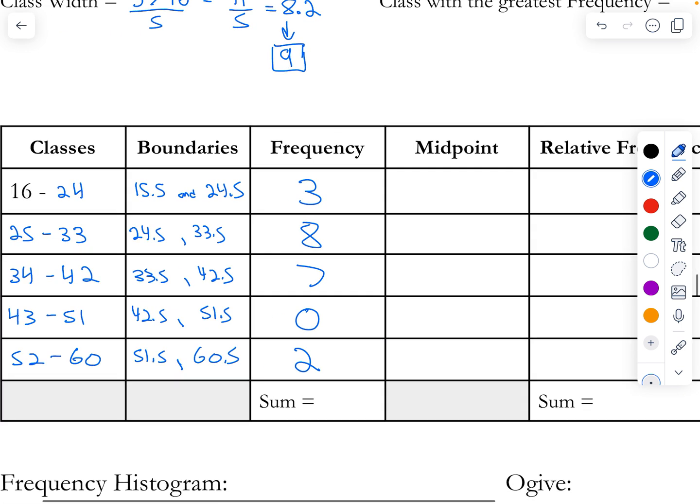All right. Add these all up. I get 11, 18, 19. Let's double check my math there. Nope, I get 20. I just added wrong. That's good because there are 20 numbers in the data set. My class midpoints will be the midpoints of each class range. So 16 to 24. 16 plus 24 is 40. Divided by 2 is 20. So my midpoint of the first class is 20. I'm going to add 9 just to more rapidly fill in the rest of them.